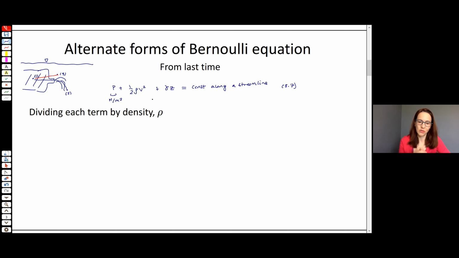If we go ahead and divide through each term by rho, we get P over rho plus V squared over 2 plus now gz instead of gamma z equals constant along a streamline. And this is really interesting because now you can see that the energy nature of this equation starts to really become apparent. So if we remember the work energy principle from thermodynamics, it says the work done on a fluid particle by all the forces acting on it is equal to the change of kinetic energy of the particle, okay?